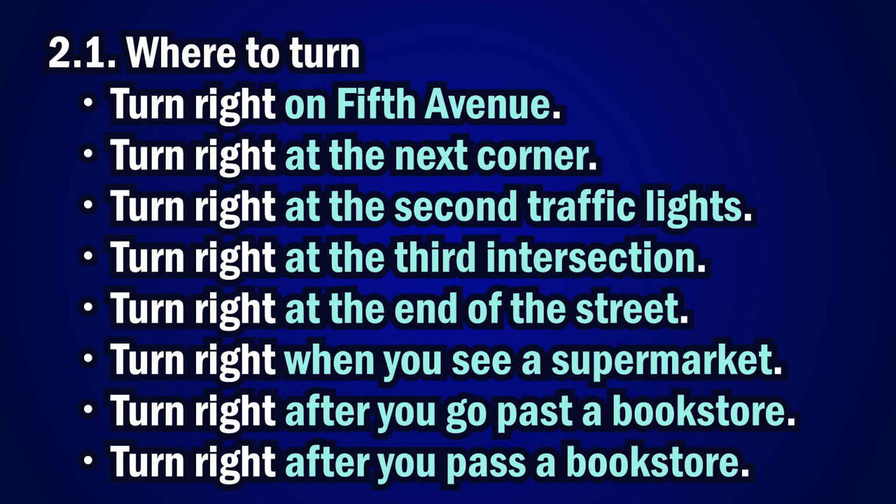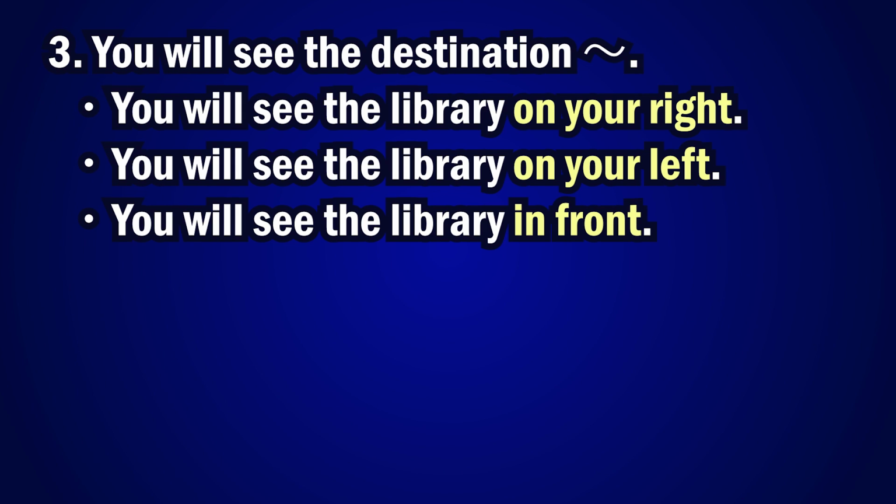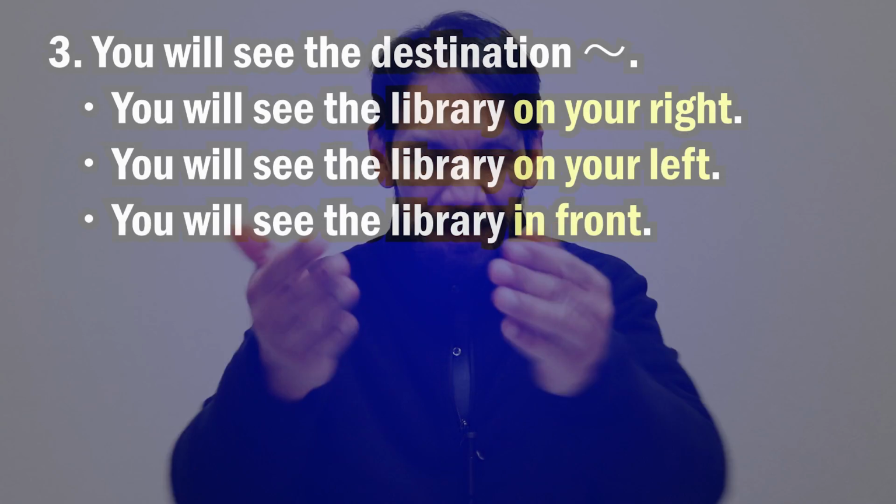Alright, did you get it? Do you understand more about turning now? Let's move on to explaining the destination. You can say you will see the destination on your right or left or in front. For example, you can say you will see the library on your right, or you will see the library on your left, or you will see the library in front.